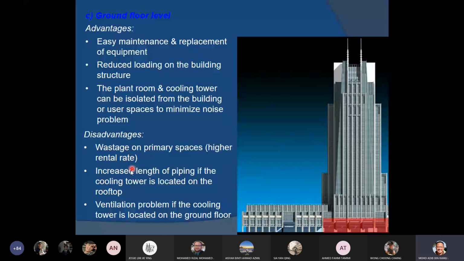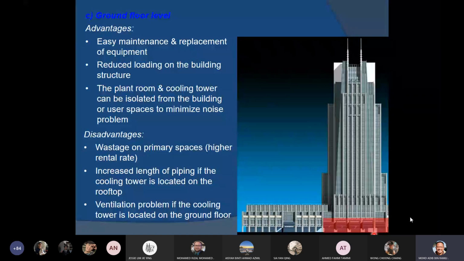Increased length of piping if the cooling tower is located on the rooftop. So you just imagine your refrigeration plant is on the ground and your cooling tower is on the rooftop, right? So the piping is very long. Okay, ventilation problem if the cooling tower is located on the ground floor.